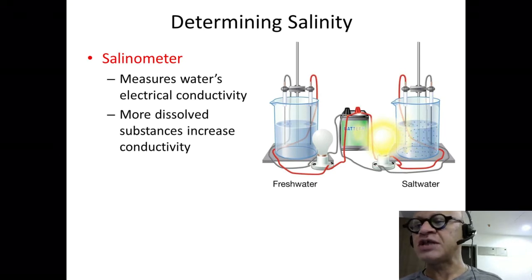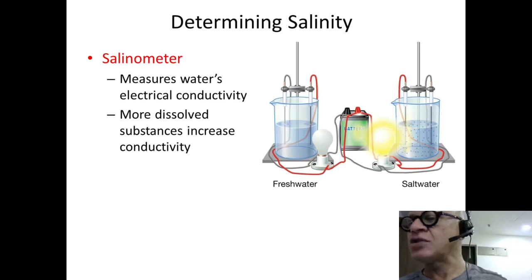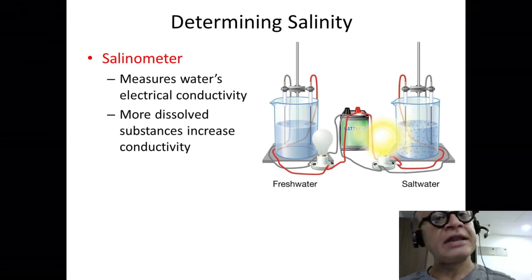The figure shows that with fresh water, the bulb is not lit up, which means the current is not flowing, whereas when you have salt, you can connect it to a battery and the bulb lights up, so electricity is flowing.